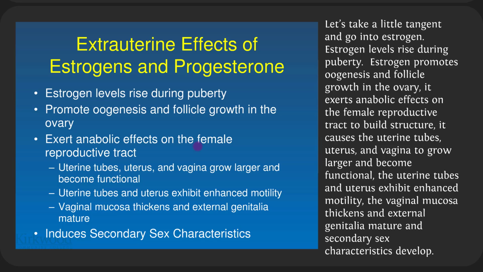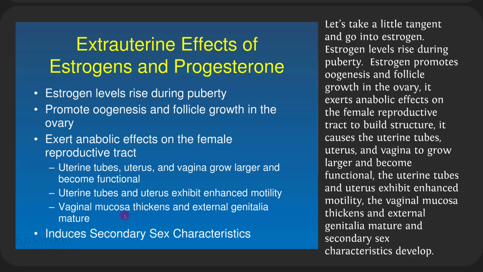Let's take a little tangent here and go into estrogen. Estrogen levels rise during puberty. Estrogen promotes oogenesis and follicular growth. It exerts anabolic, so building effects on the female reproductive system. So uterine tubes, uterus, and vagina grow larger and become functional. Uterine tubes and uterus exhibit enhanced motility, and the vaginal mucosa thickens and external genitalia mature.